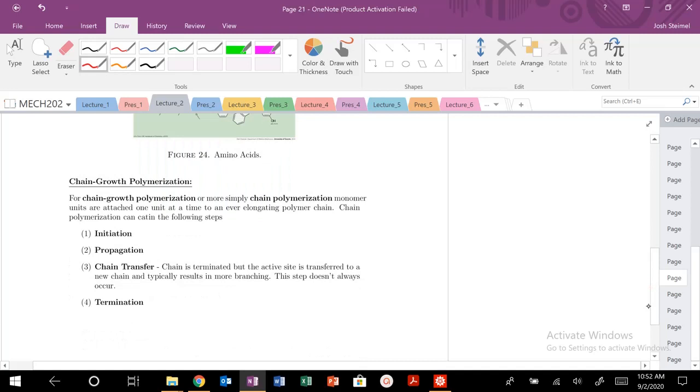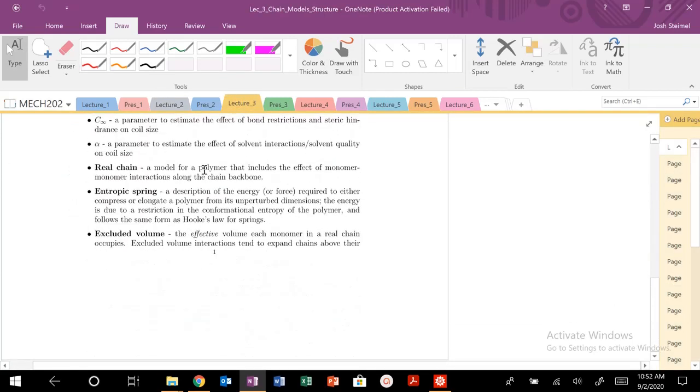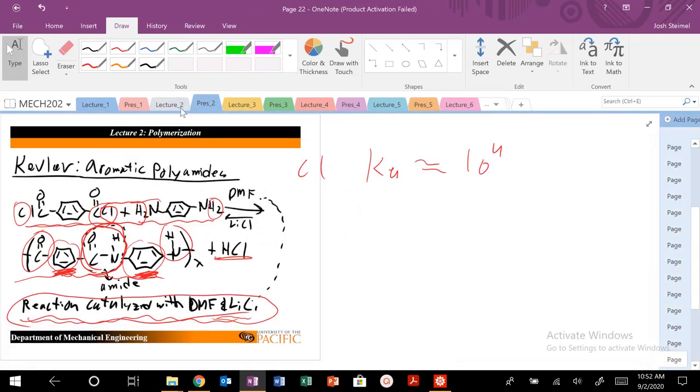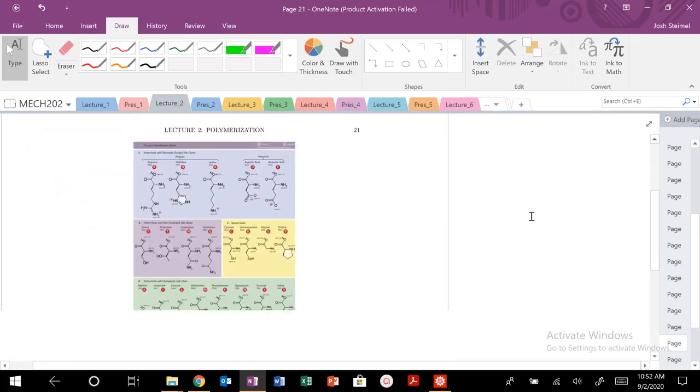So next time, we will talk about chain growth polymerization, and that is going to wrap up lecture 2. And then we'll get into lecture 3, and we'll get into some chain models and other fun things: ideal polymer chains, real polymer chains, entropic springs, excluded volume, all fun things to talk about. So we watch the video next time, and we'll finish lecture 2, and we'll be off and running.